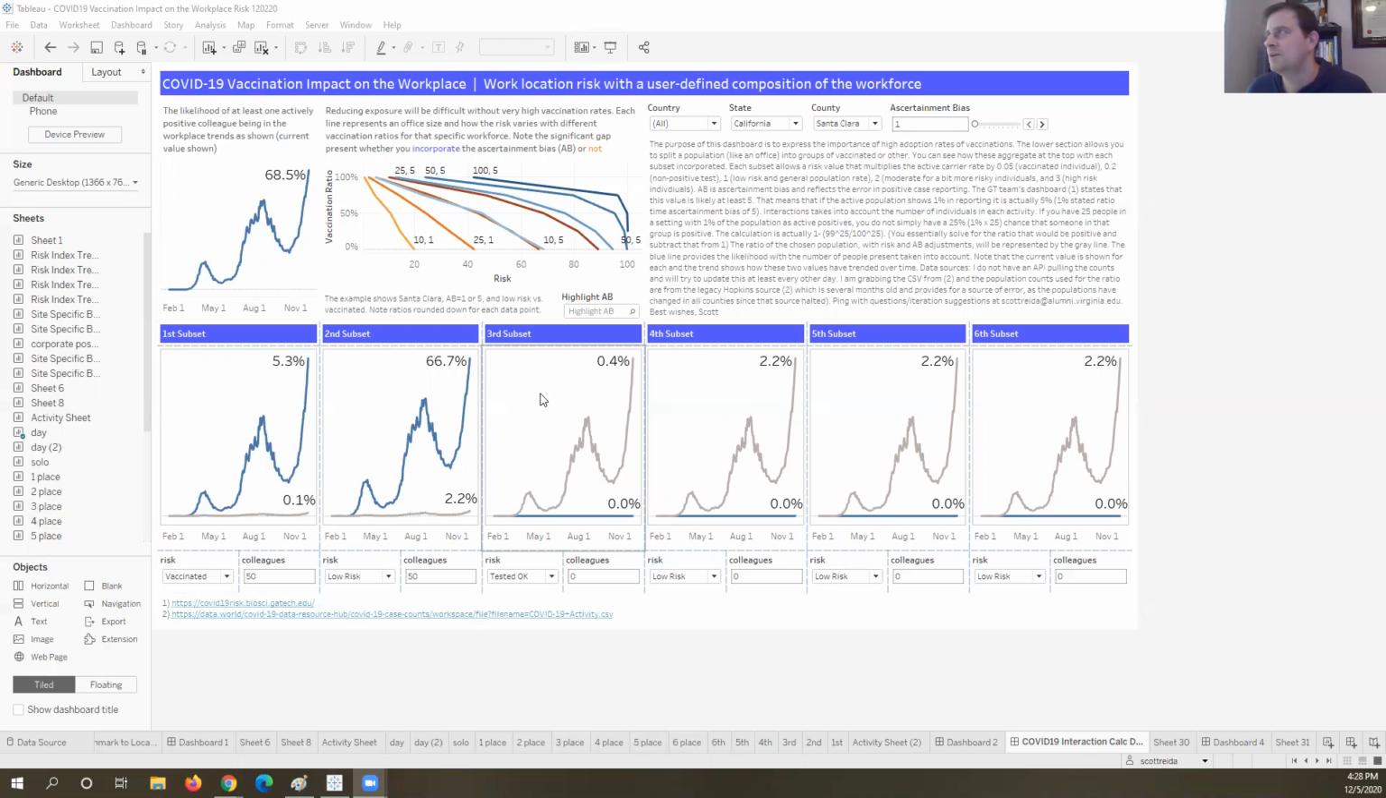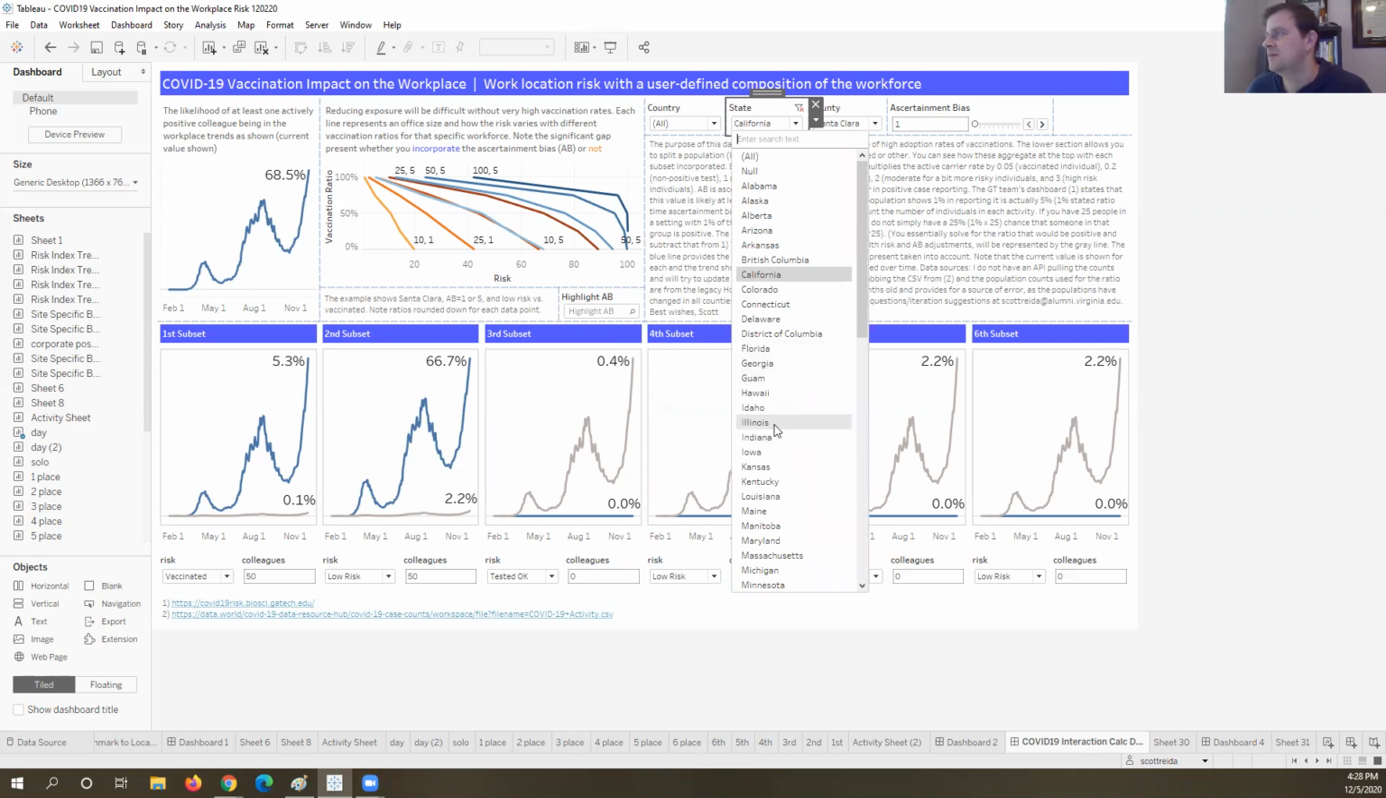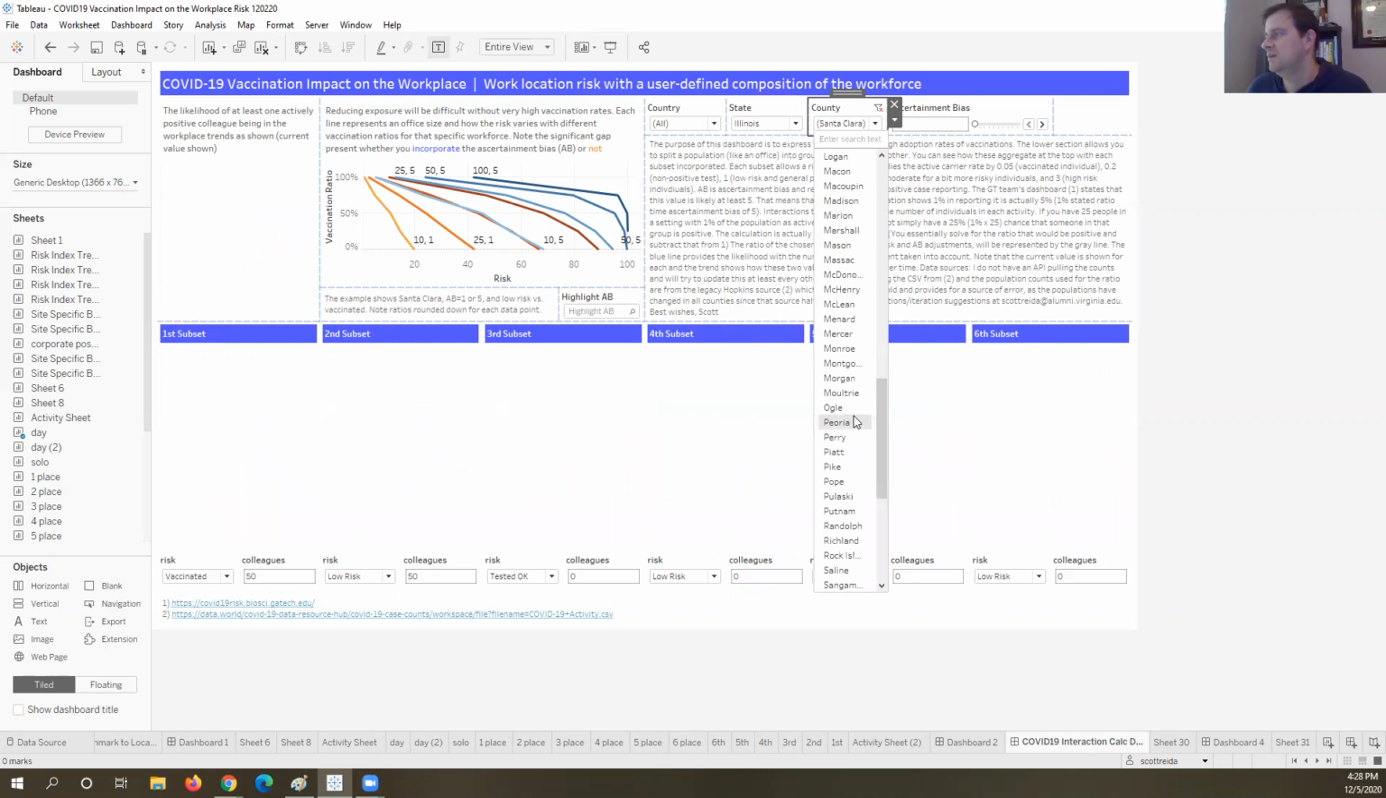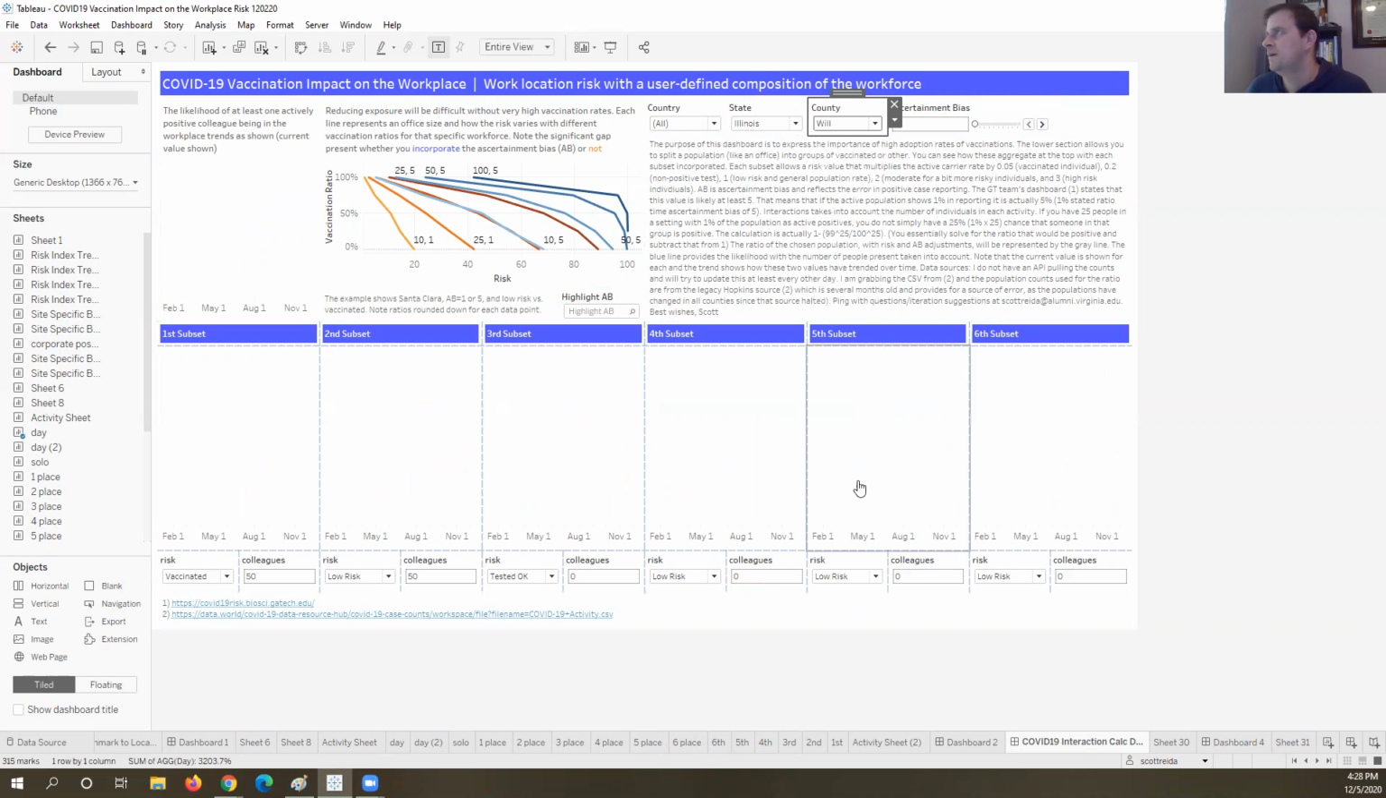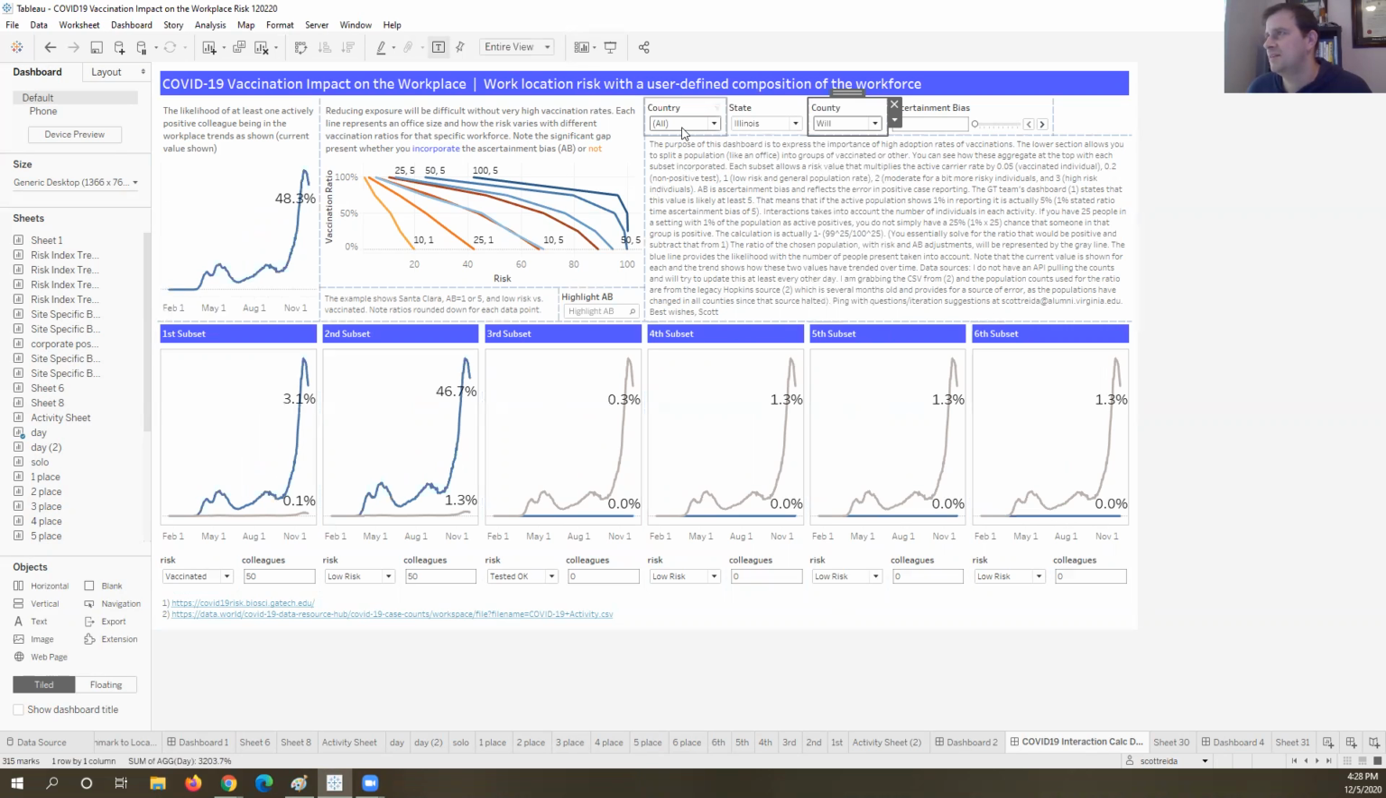So just to give a quick little example, I'm going to take this over to where I currently live in Illinois, in Will County. This only does work for the United States. The data set I have does not specify down to the county level. So hopefully you're looking for the United States.